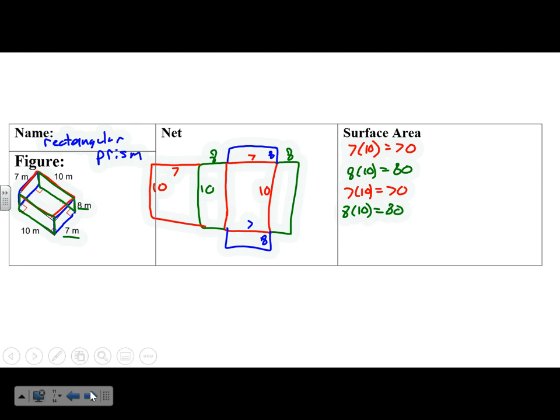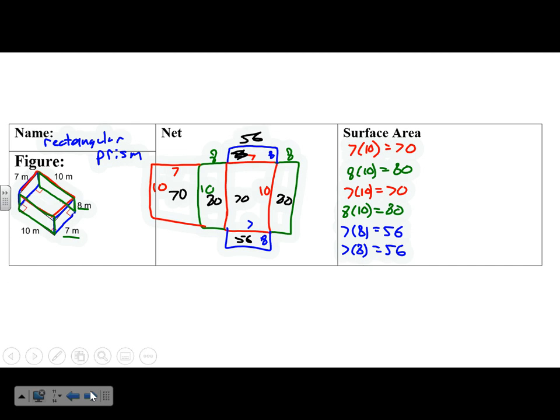And we have our bases. 7 times 8 is 56. 7 times 8 is 56. So that's the area for all those. So this one is 70, 80, 70, 80, 56, and 56. Whoops.